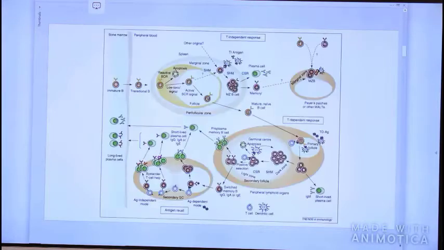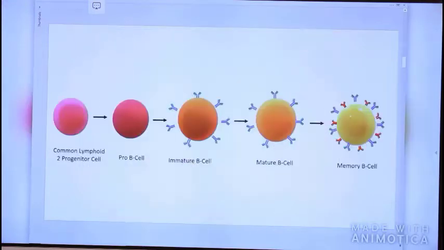Memory B cells are able to remember pathogens after the first encounter and are ready to fight them off faster and more efficiently in the next encounter. With such high specialization, memory B cells undergo an extremely complicated development, as illustrated in this diagram. However, this process can be generalized into 5 stages.